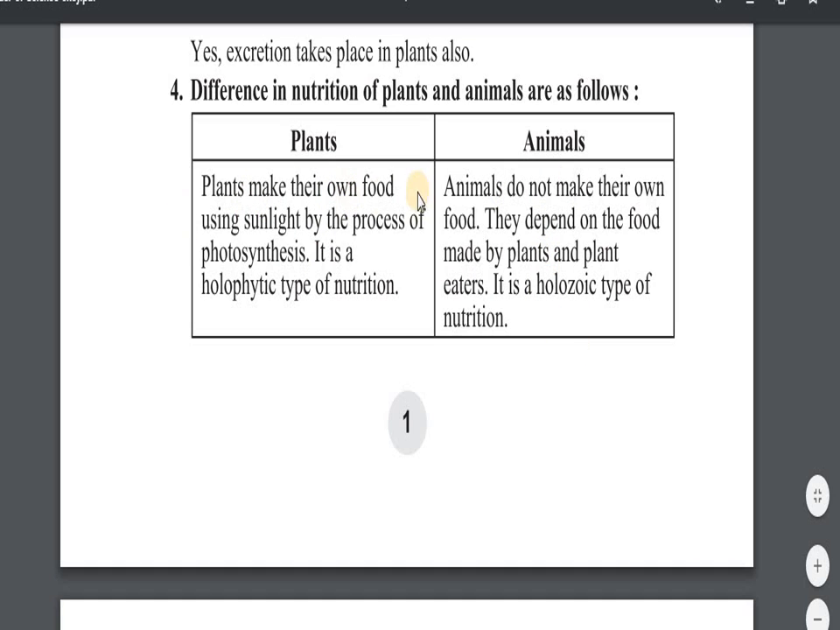Plants make their own food using sunlight by the process of photosynthesis. It is a holophytic type of nutrition, and animals do not make their own food. They depend on food made by plants and plant eaters. It is holozoic type of nutrition.